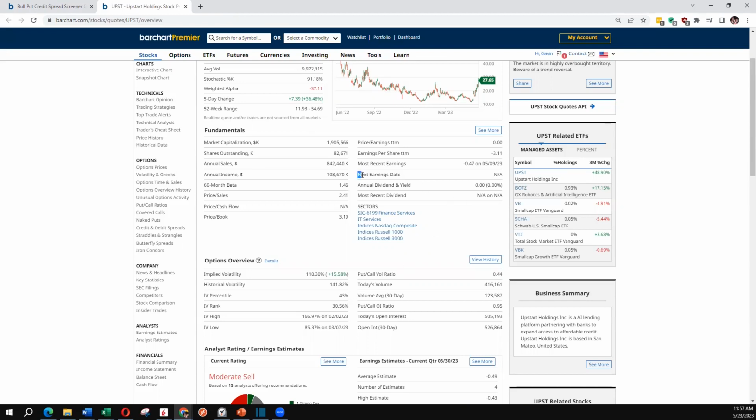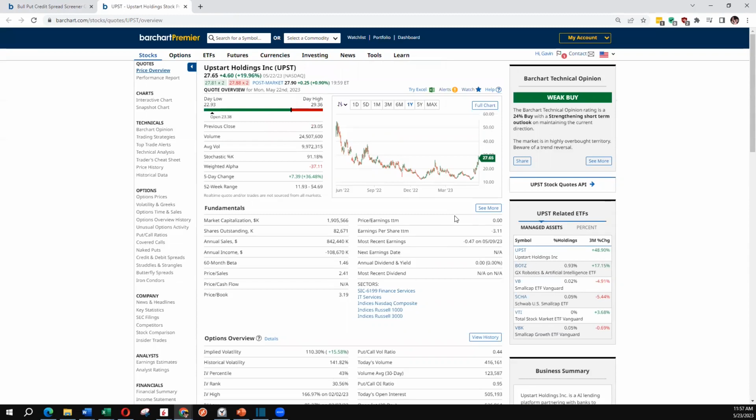The other thing that's really good to do is just check the earnings date as well, because sometimes we don't want to be trading options right before earnings because there could be a big move in the underlying. So a nice little snapshot of information that we can get here really quickly, and that can help us with our decision making in terms of whether we want to take that bull put spread trade or not.